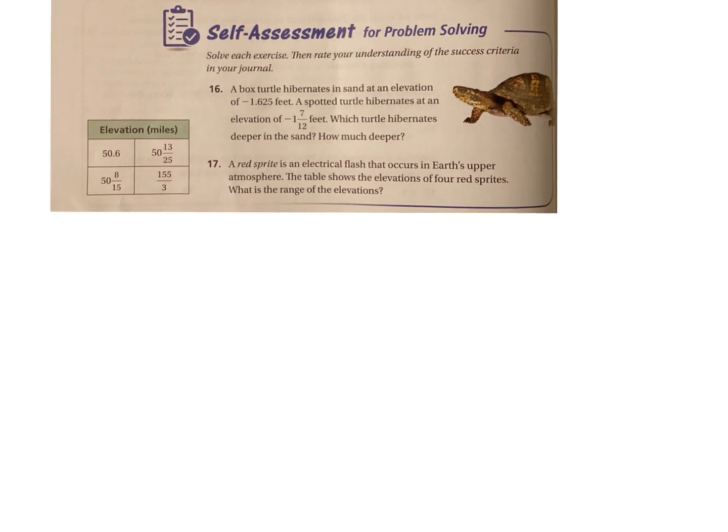A box turtle hibernates in sand at an elevation of negative 1.625 feet. A spotted turtle hibernates at an elevation of negative 1 7/12 feet. Which turtle hibernates deeper in the sand? Well, I like having that as a decimal. I need to make the spotted turtle a decimal. So I know it's going to be negative 1 point, and then I do 7 divided by 12. That gets me 0.583333. So the 3 repeats.